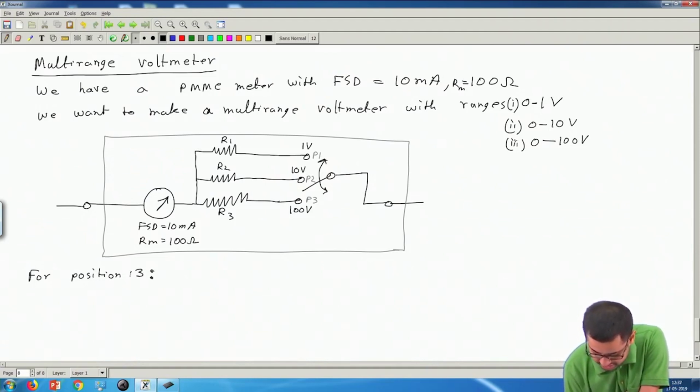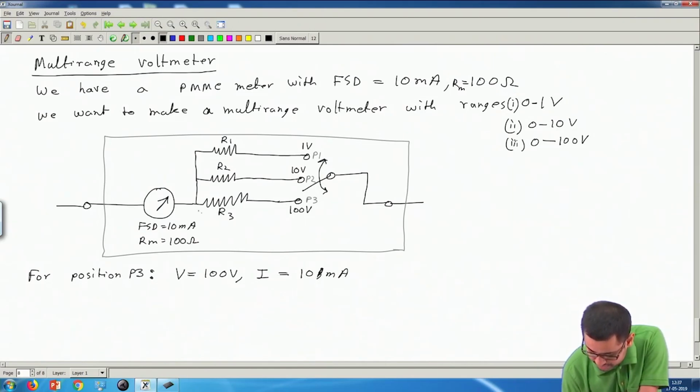Let me write for position P3. When we have 100 volt applied across these two terminals, we want the pointer to go to the extreme right. That means FSD current should flow through this meter. So for position 3, the voltage V that we apply across these two terminals will be equal to 100 volt, and the current I will of course be at that instant 10 milliampere.